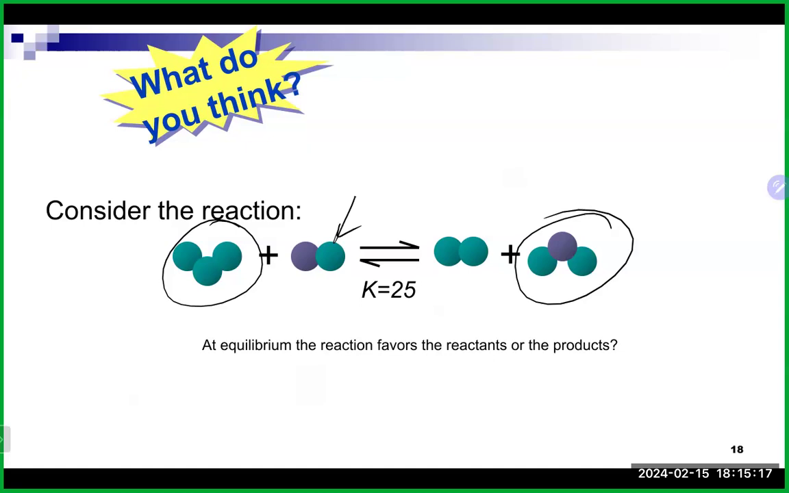Reactants, products, what should we have here? It's a 50-50 shot. You can only be wrong once, but I guess if you guess the same thing twice, you can be wrong twice. We should mainly have products. Yeah, so a K value here of 25 would be considered large, which means we would expect mainly products when we reach equilibrium.